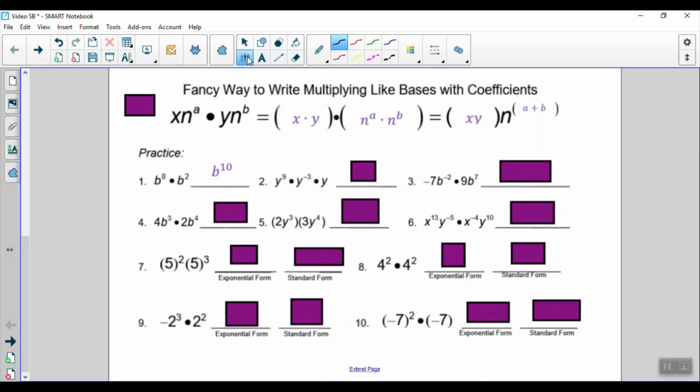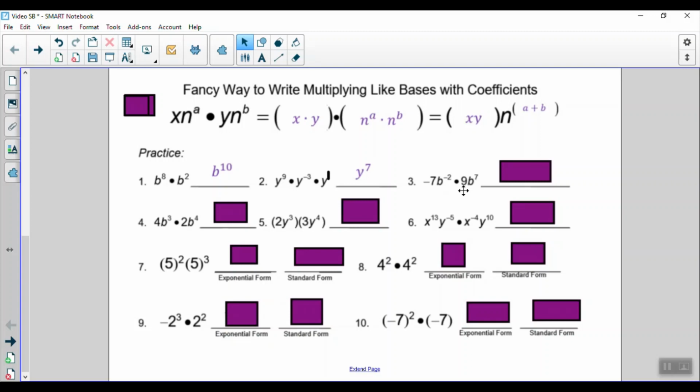The one that's a little bit trickier, if you see no exponent here on our y, it's just a 1. Anytime you don't see an exponent, it's a 1. So if we're adding our exponents, 9 plus negative 3 is 6, plus 1 is 7. So our final answer here is y to the 7th.